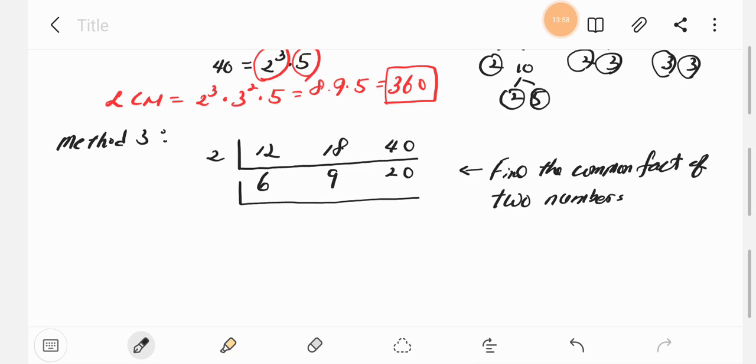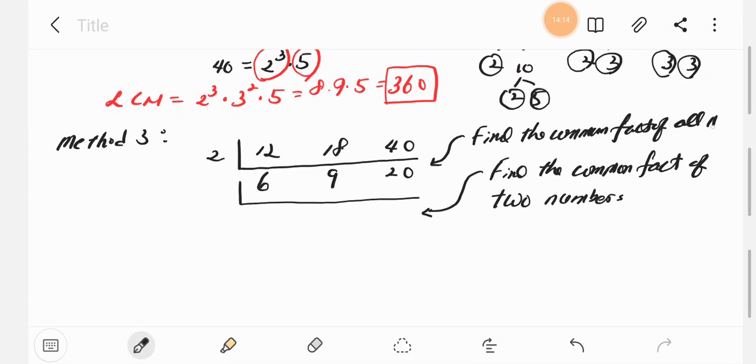Okay, so this one should be over here, right? Over here. And then this one is what? Find the common factor of all numbers, right? All numbers.